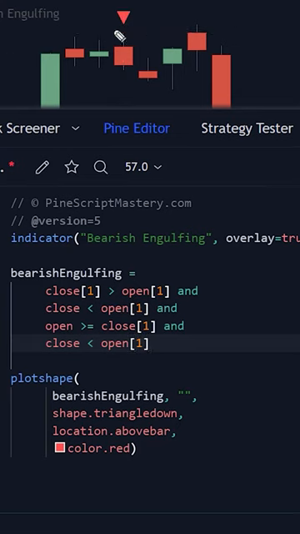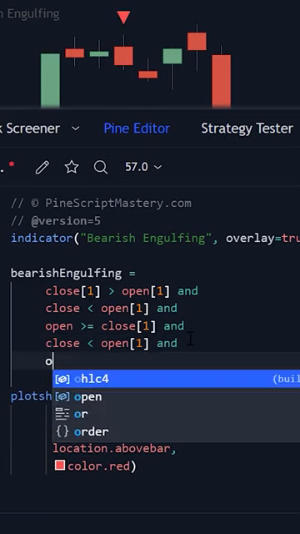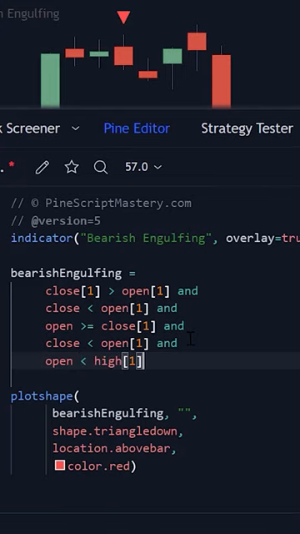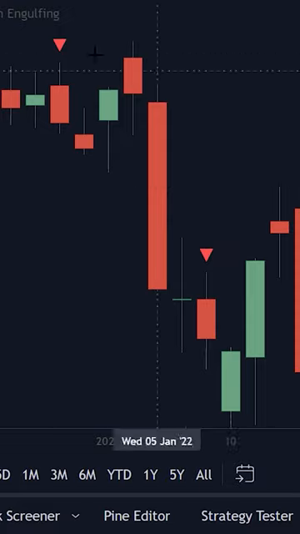And then finally, to make sure that the bar that we're detecting is not a giant bar that looks like this, we need to check if the current bar opened less than the previous bar's high. So open less than previous bar's high. Now, if I save my code, we'll be detecting bearish engulfing candles while still accounting for gaps.